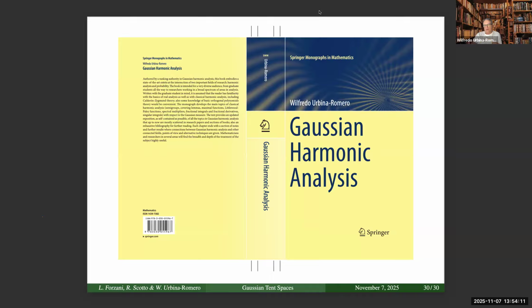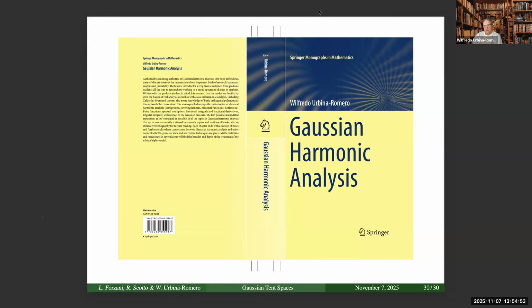To get to this point, there was a long evolution. In principle, morally speaking, you are integrating your function over the cone. In this case, we are integrating in R^(n+1), but we have to integrate with respect to the Gaussian measure. But then you have to have this correction.